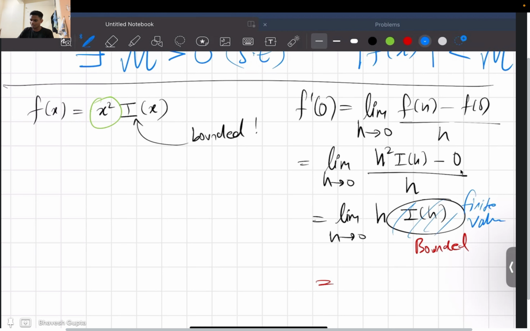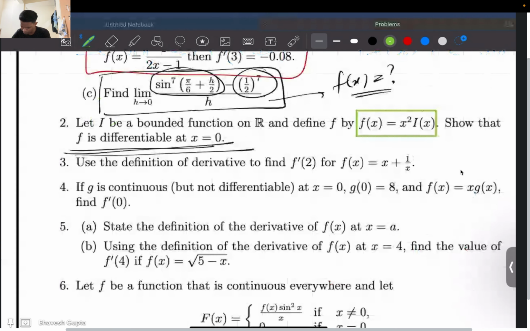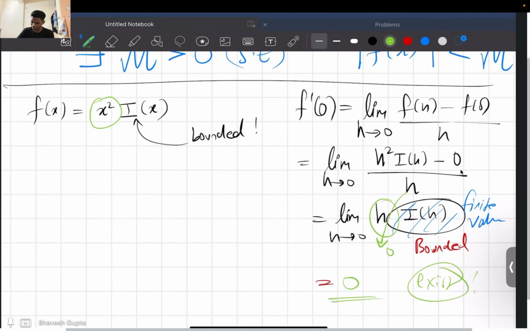Yes, sir. But you see that the other factor, h, approaches zero. So zero into a finite value is zero, right? Yes, sir. So what do you see? f dash 0 is zero and it exists, and the answer is zero. I guess that's what they have asked to prove, right? If I'm not wrong, I just showed that it is differentiable. That's it. You can see from that how we have proved.